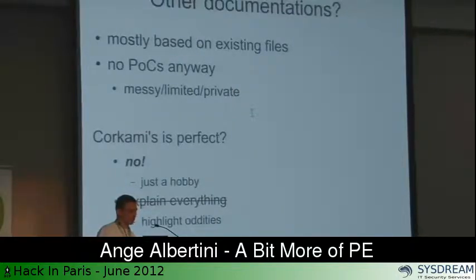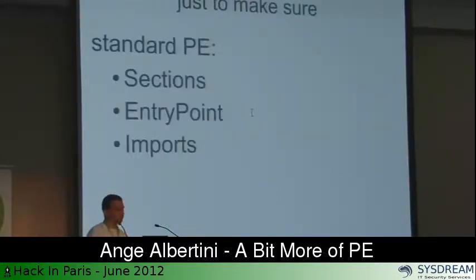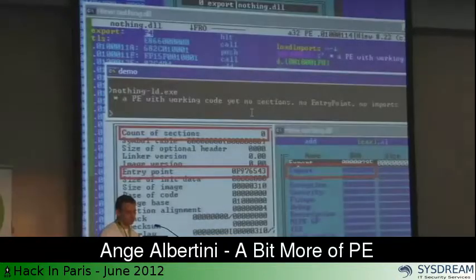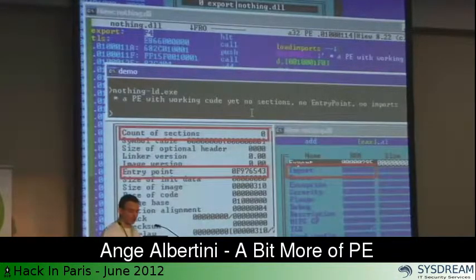But I don't claim that my documentation is perfect. The first reason is that it's a hobby, and I don't focus on explaining everything, even if at some times I was considering writing a book on the PE file format. But at least for now, I just highlight oddities via my various proofs of concept. So just to make sure, usually in people's mind, a standard PE file has sections, entry points, and imports, and it's possible to do a proof of concept that has no section, no entry point, and no imports, and that just has code that is running. So if you are following the standard model, then your parser, when you analyze a file, is bound to fail.